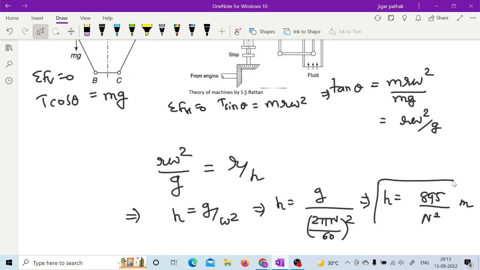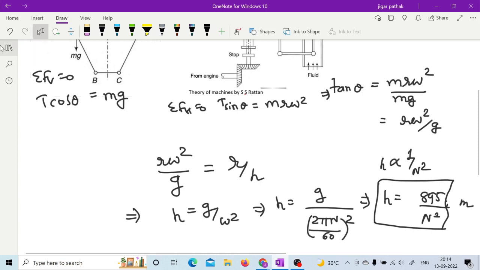So this is the relation between the height of the governor and the speed. You can see that h is inversely proportional to the speed of this particular fly ball. It is in rpm, but you can also write h is proportional to 1 upon omega square. So this is the important relationship between the height of the governor and the rotational speed, for the Watt governor.